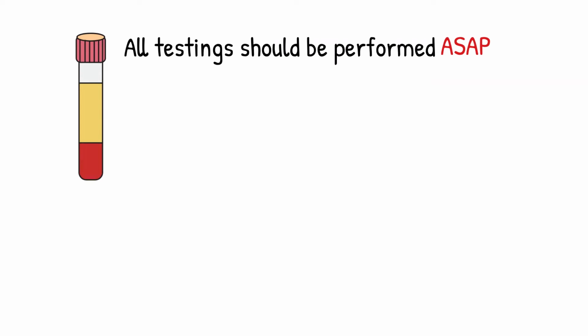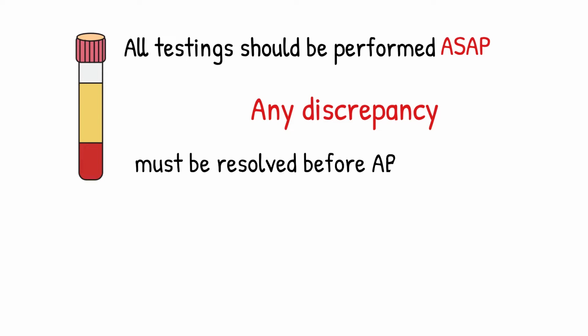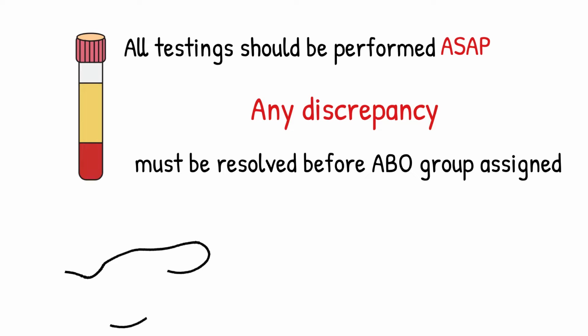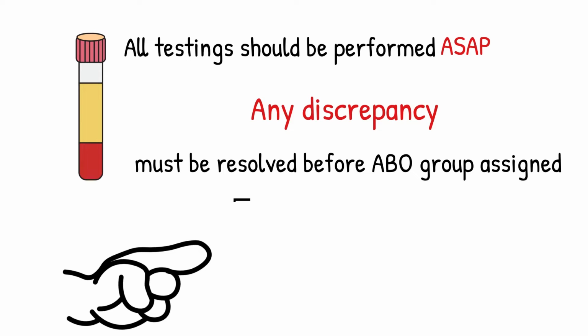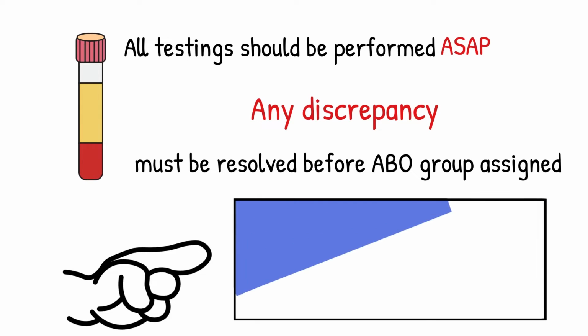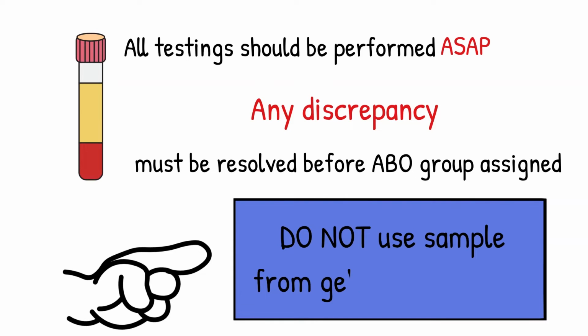All testing should be performed as soon as possible following collection to minimize the chance of falsely positive or falsely negative reactions that will occur due to improper storage or contamination of the specimen. Any discrepancy that occurs should be resolved before the ABO blood group is assigned. Side note, do not use a sample that dropped into the gel separator tube because the gel will interfere with the testing and could give you false results.